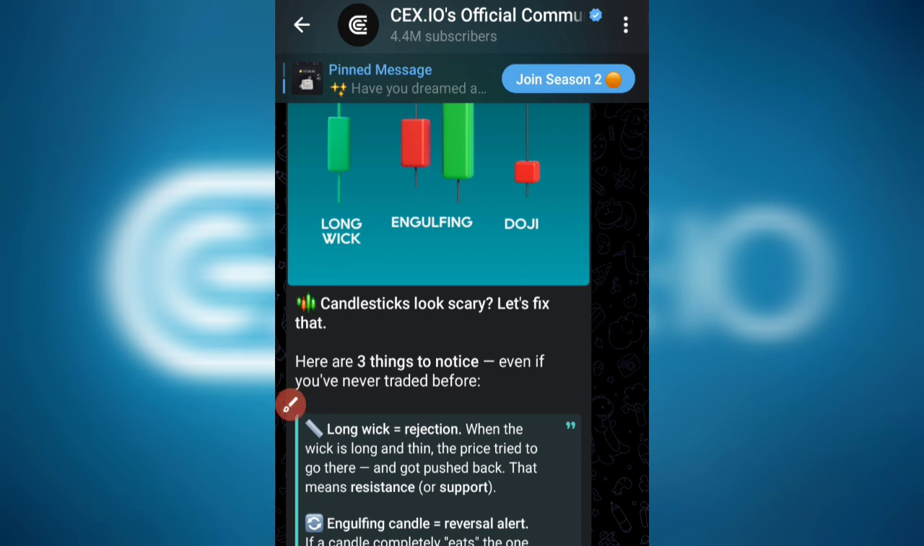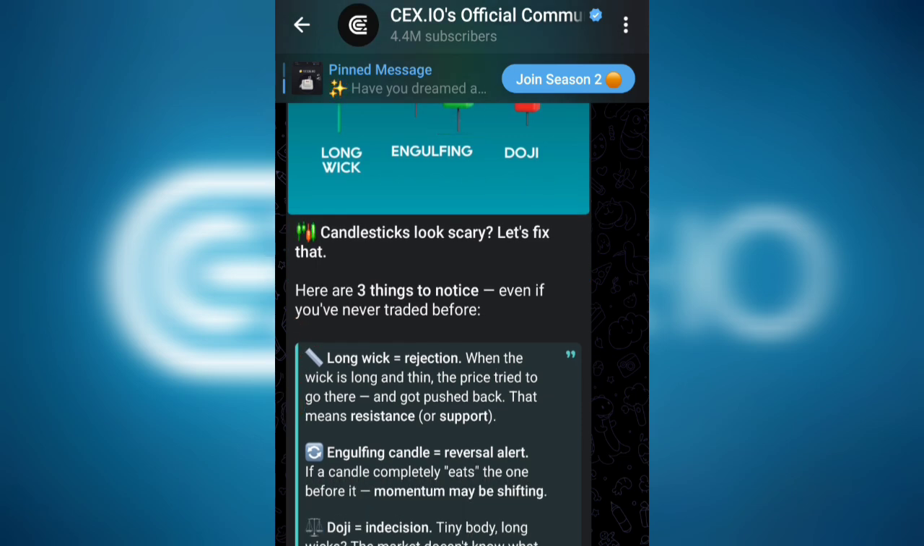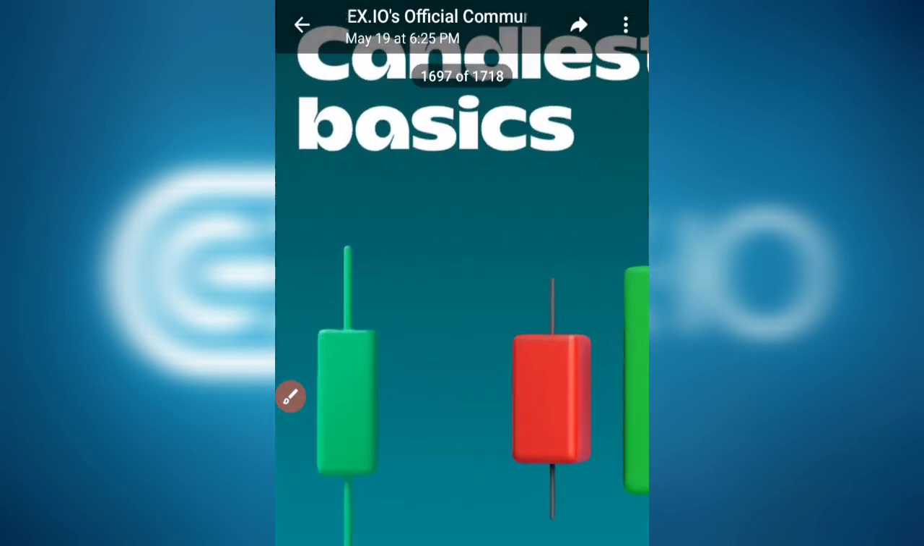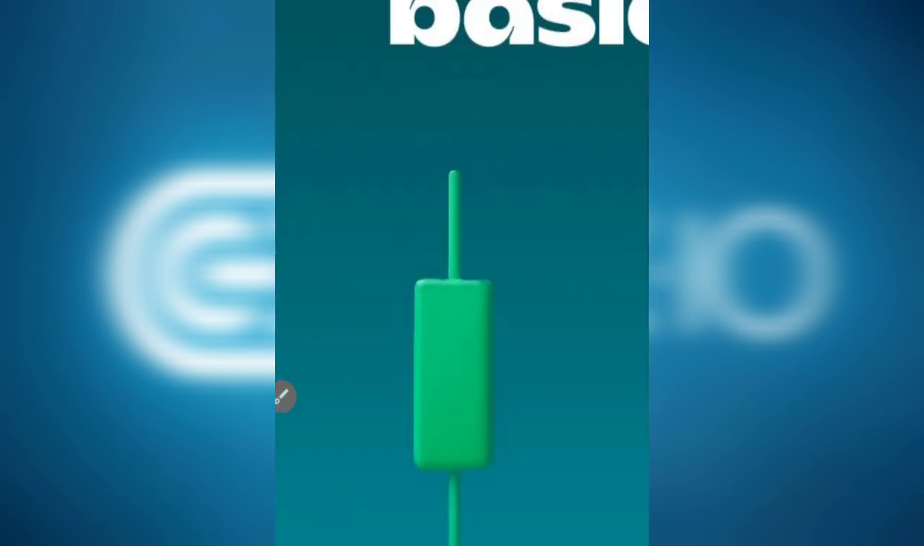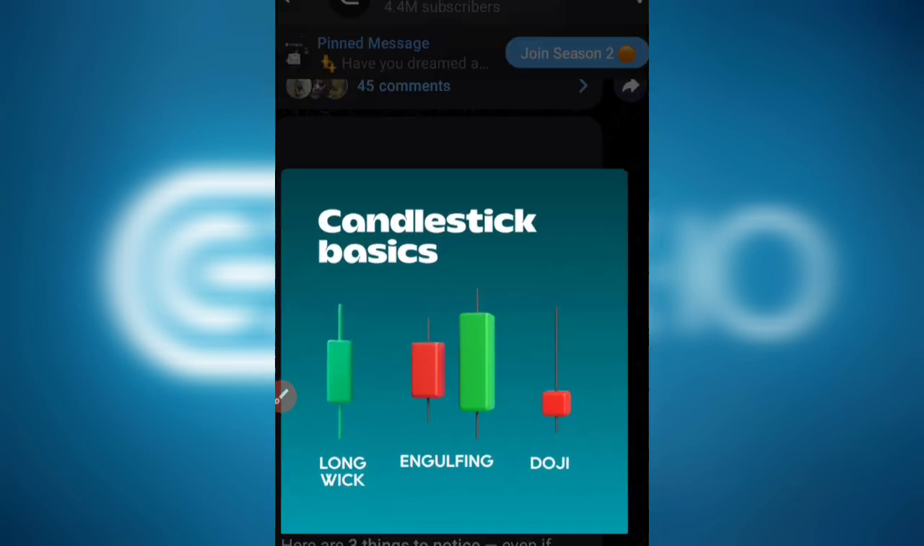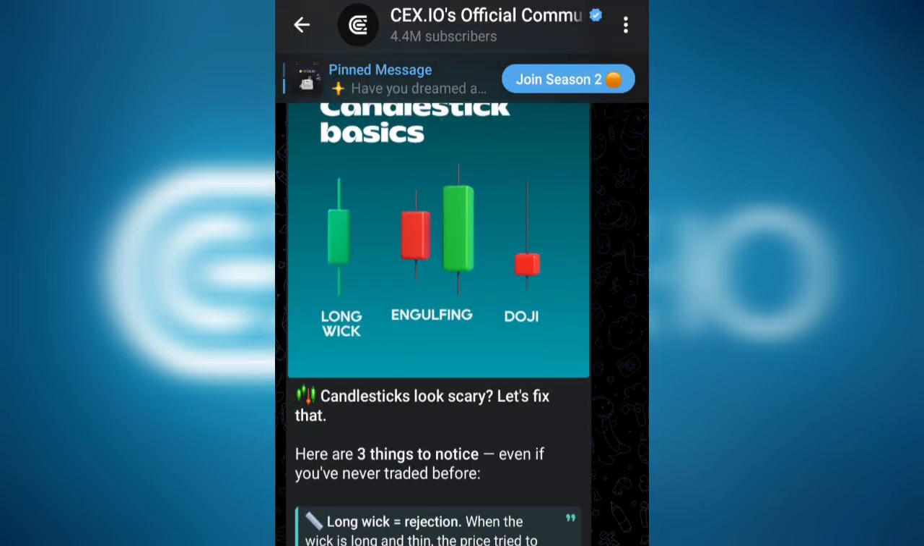Now the first one is called the long wick. When you see something like this, just know that there is rejection in the market. It says here that when the wick is long and thin, the price tried to go there, meaning the coin was going to a specific point, but we notice there's a long wick directly in that candlestick. So it means there's a rejection, because the coin wanted to go to a specific place but couldn't get there. The market was rejecting that.